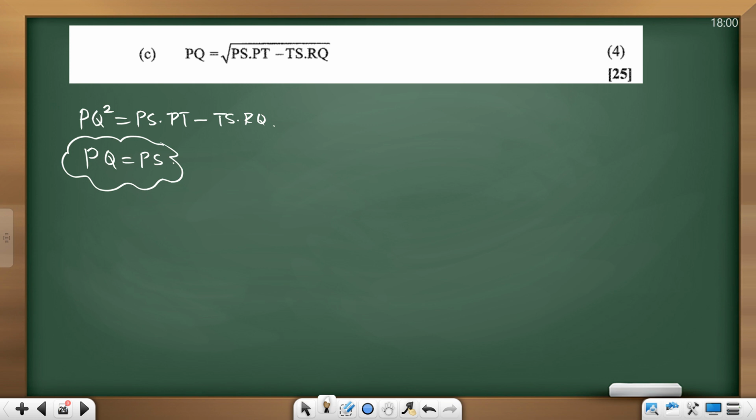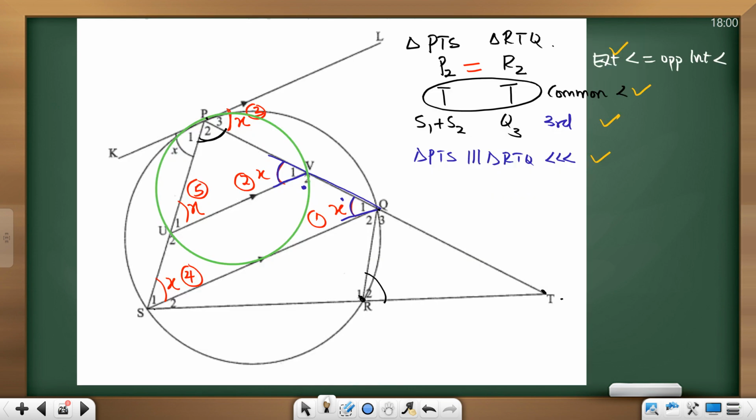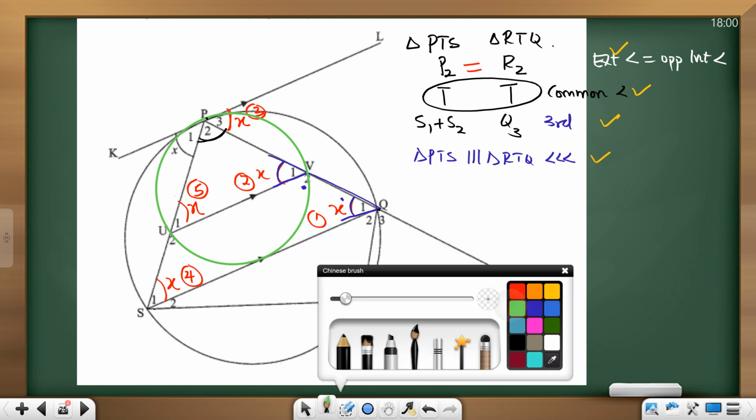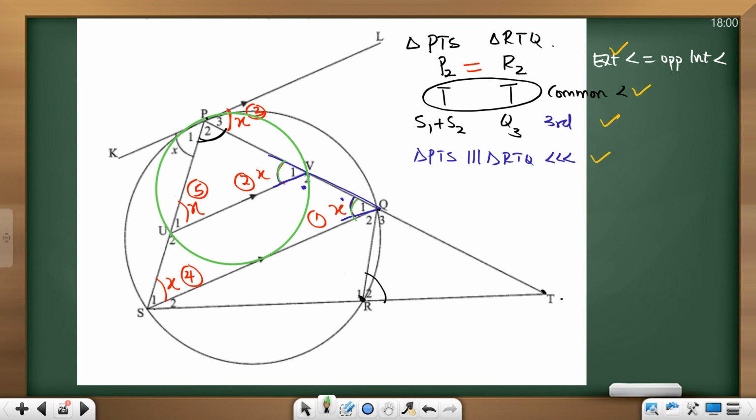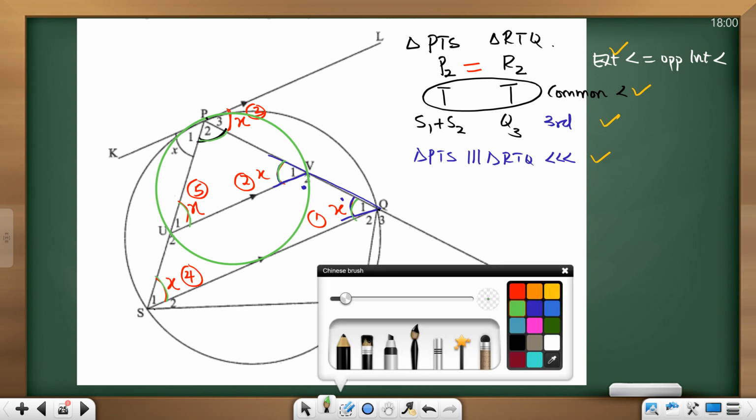Can we go find PS? Maybe we can get PS squared. Let's see. Is there a similar triangle that we can also work with? Which one did we prove earlier on? We had PTS and RTQ. Is there another? I see that in this triangle where we have these parallel lines, we also have similar triangles there. I don't know if we see that. Because this angle is equal to that angle is equal to that angle, and this angle is common. Let's just write that out and see. What are we going to have?